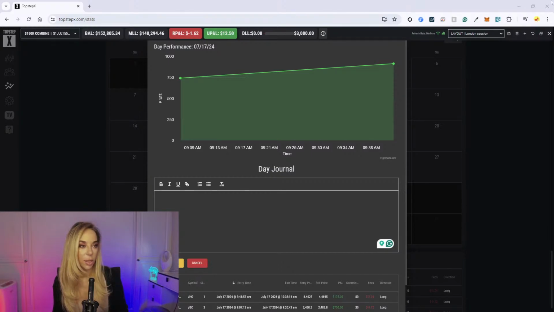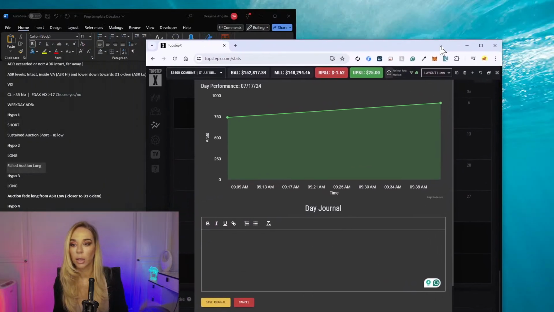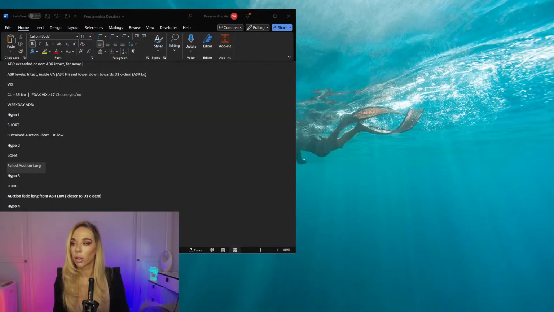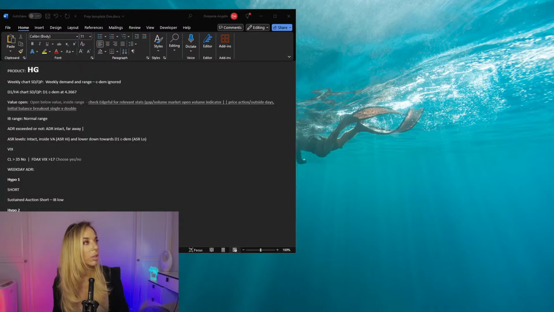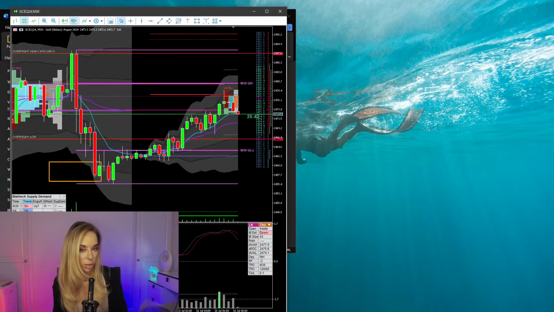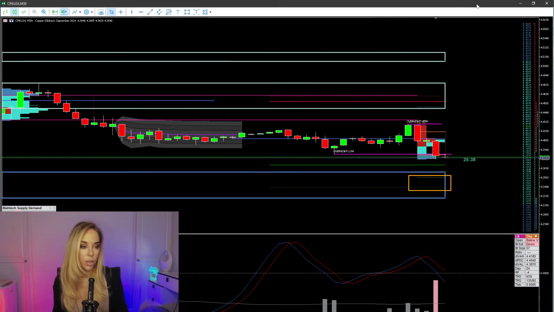So let's have a look at my little thing that I've got here, which I always show. And where did my copper chart go? It was somewhere around here. Nope, that's gold. There it is. Okay.